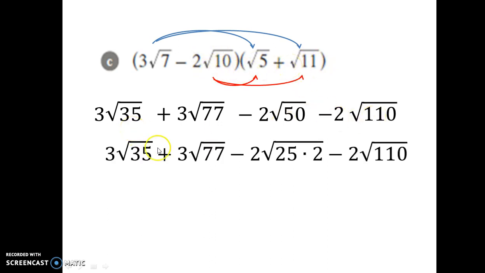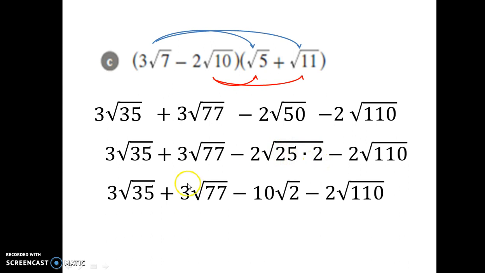Let's simplify. None of these can simplify except for 50. 50 is 25 times 2. So these remain the same. This one, a 5 comes out. 5 times 2 is 10. There's a 10. Everything else has been simplified as much as possible.